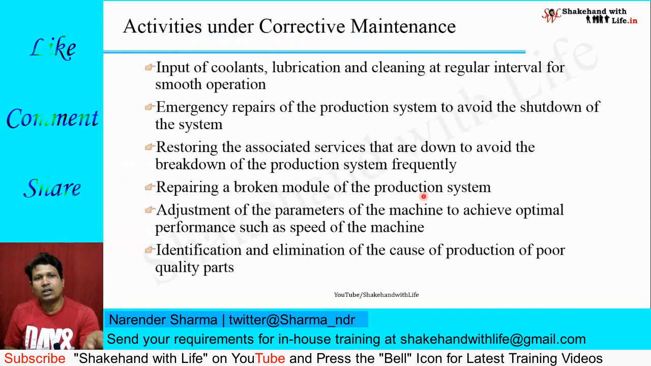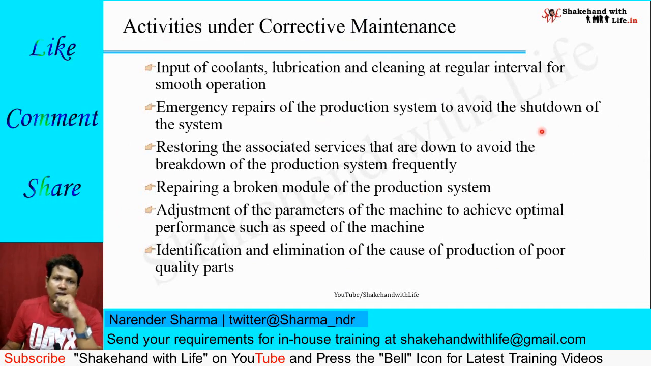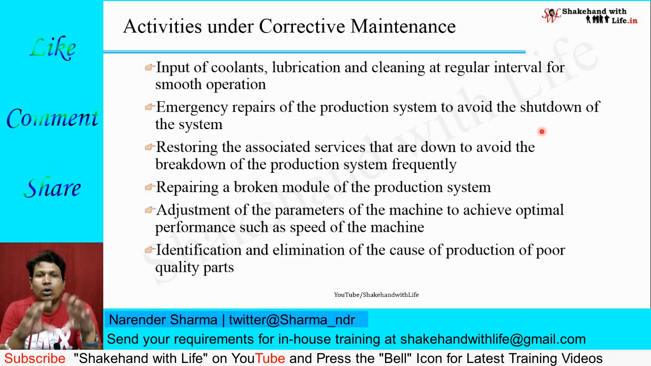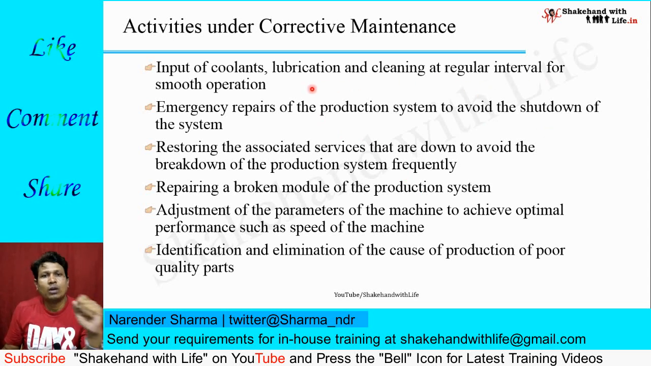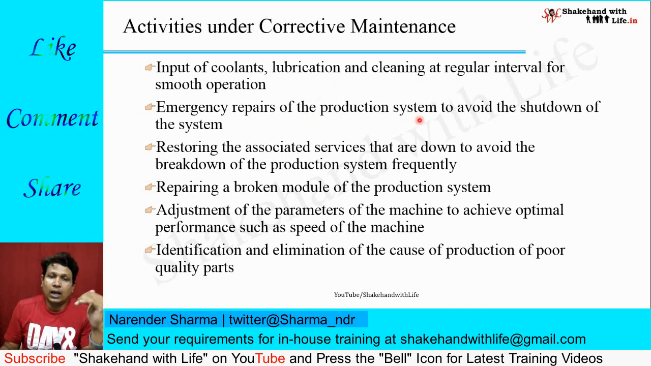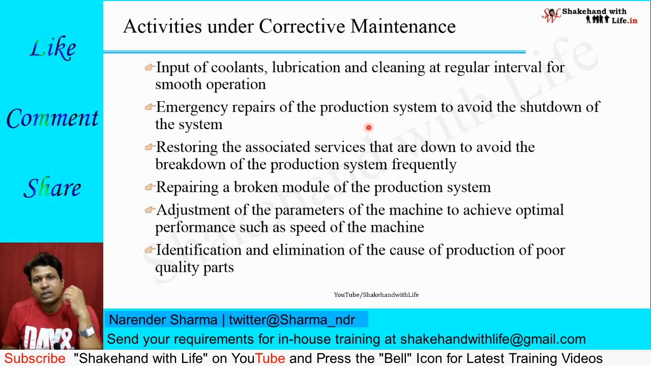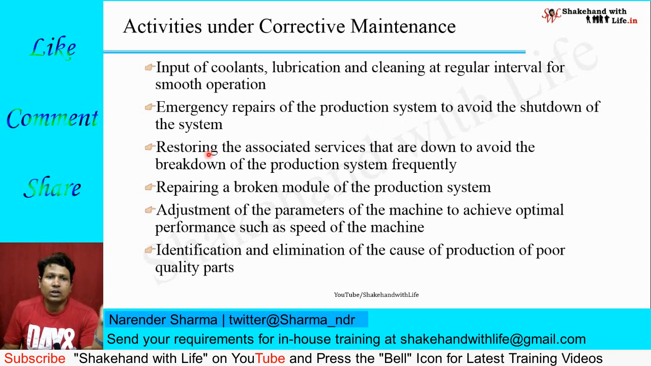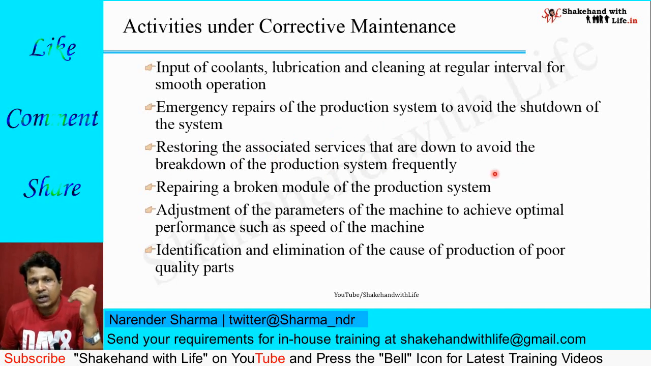Now, what activities are included in the corrective maintenance? The maintenance team must ensure that all the inputs such as the coolants, lubrication and cleaning at regular intervals are done for smooth operation of the production system. If there are any emergency repairs in the production system that may avoid the shutdown of the system, those must be done by the maintenance team as soon as possible, restoring the associated services that are down to avoid frequent breakdown of the production system.